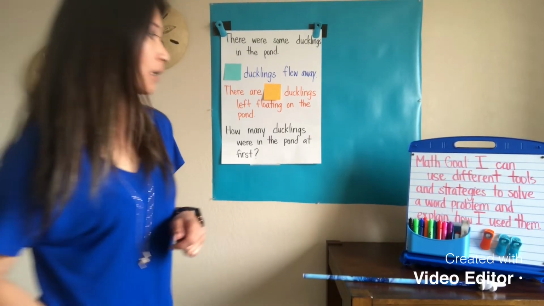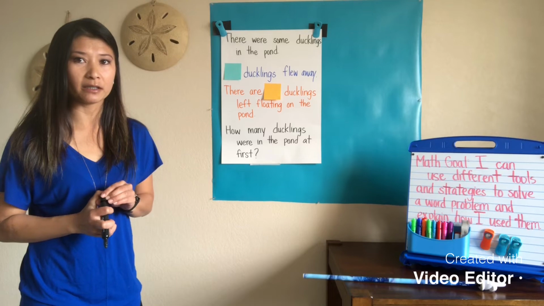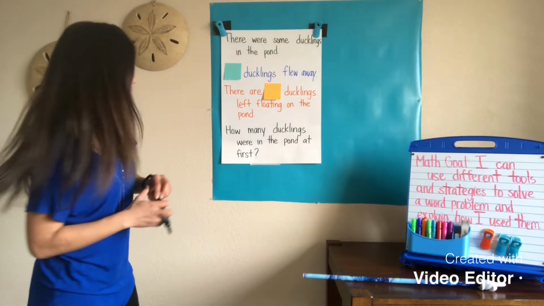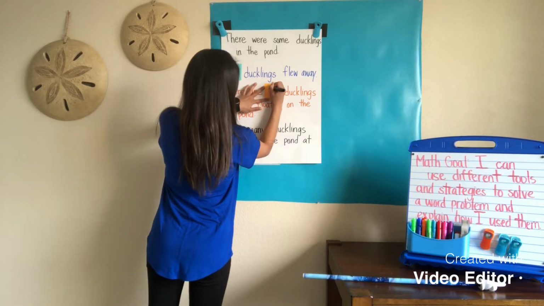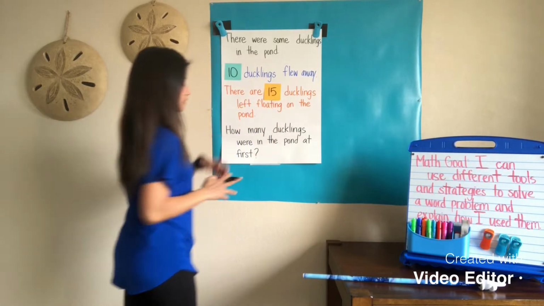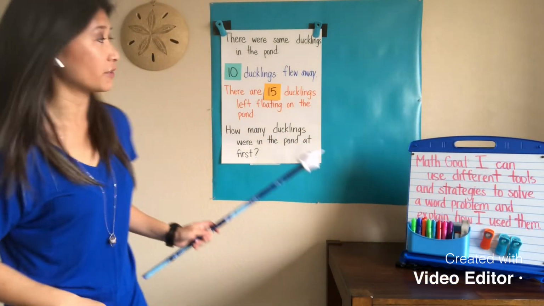Now let's add some numbers to our word problem and see if we can figure out how many ducklings were there at first. Okay, I'm going to write the number 10 and the number 15. Now, let's read our word problem one more time now that we have some numbers entered in.